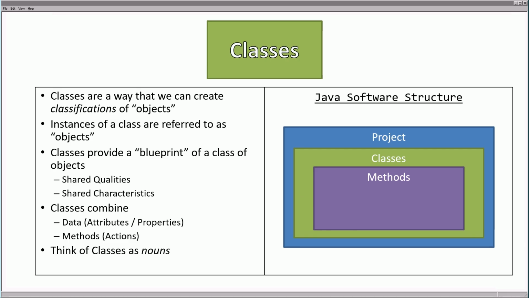Classes provide a blueprint of a class of objects. Now, these refer to the shared qualities and characteristics of a given class of objects. In programming, classes combine data, which is referred to as attributes or properties, along with methods, which are the actions. In a previous lecture, we talked about how methods are verbs. Now, classes can be thought of as nouns. And remember, methods have to be grouped inside of classes. So, a class contains verbs. In other words, this noun contains the actions it can do.